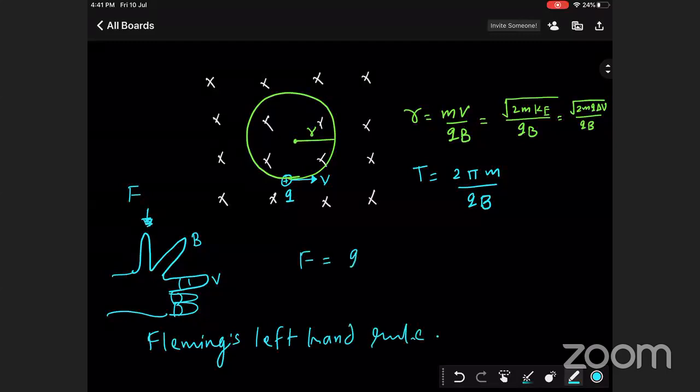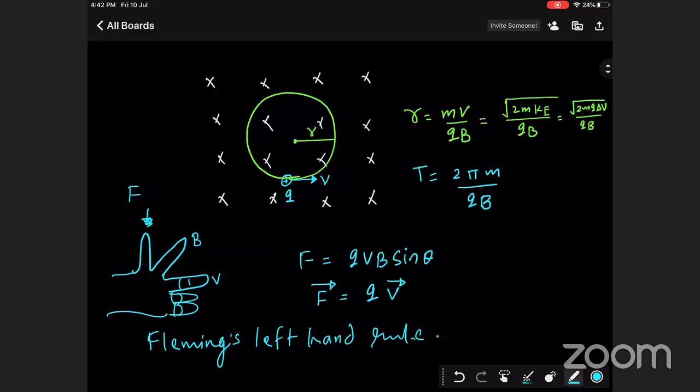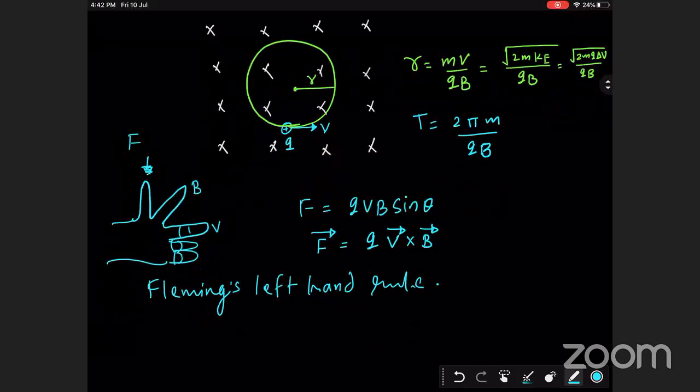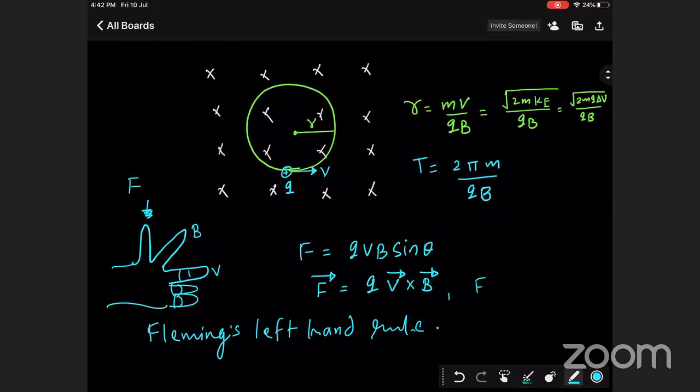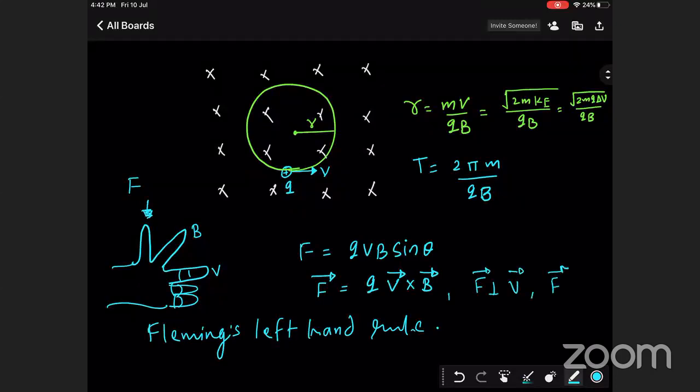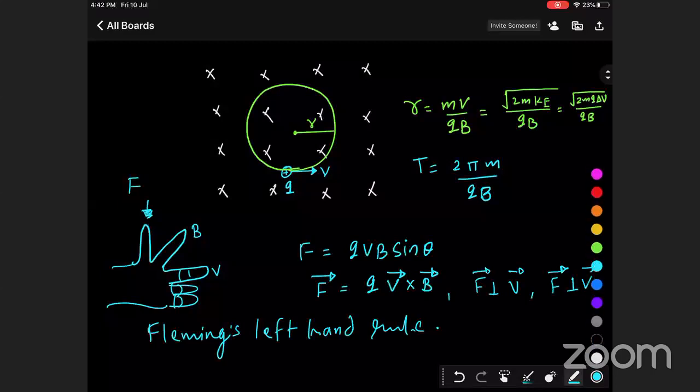Force can be written as qvB sin θ, and in vector form force can be written as q v cross B. This vector form tells us force is perpendicular to velocity as well as perpendicular to the magnetic field. It means force is perpendicular to the plane of velocity and magnetic field both. For now, you can check force is always perpendicular to velocity.